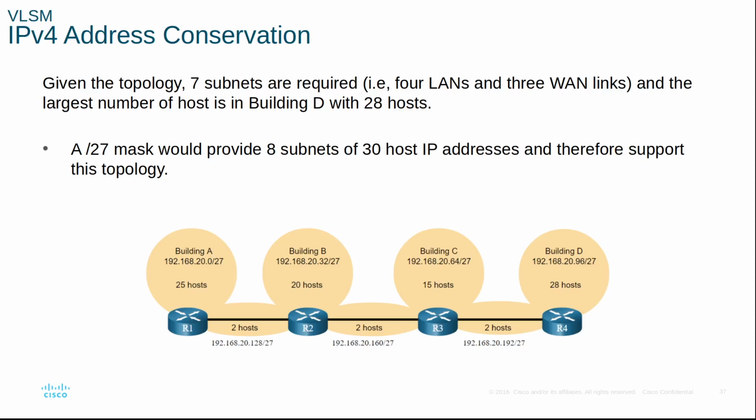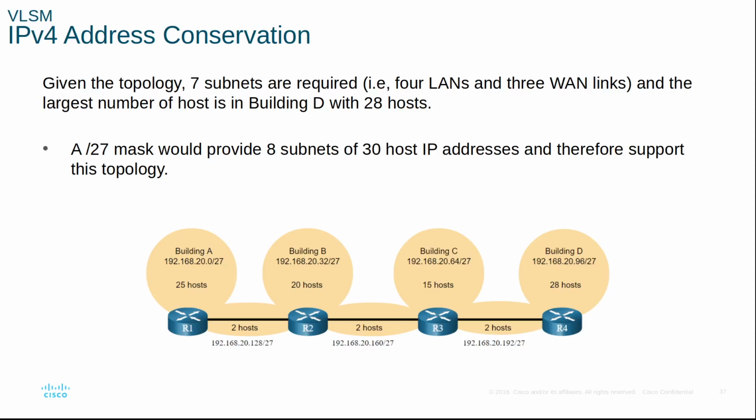If we've got a topology like this, right? We've got 25 hosts here, we've got 20 hosts here, we've got 15 here, and 28 here, and we've also got point-to-point links all across the bottom here. We could do our standard subnetting of, let's look for the biggest number and subnet for that, and that would give us 8 subnets with 30 IPs.